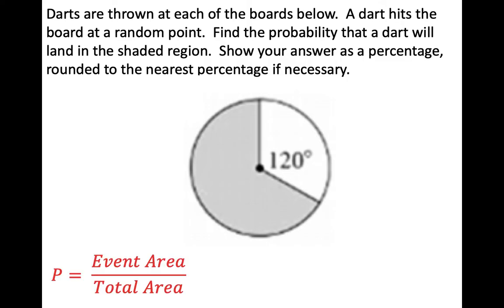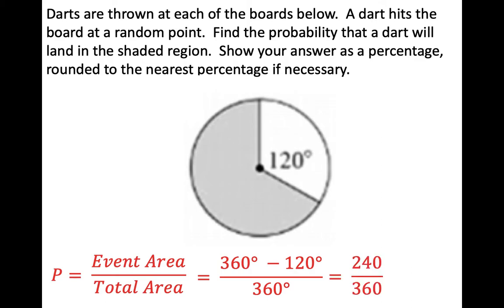Okay, well, we want the event area over the total area. Well, we don't know what the area is because we don't know what the radius is of this, but what we know is that the shaded area, or what we want, is 360 minus 120, or 240 of the 360 total degrees. So that would be equal to 2/3, or approximately 67%. If I wanted to, I could just pick a radius, call it 1, and do the whole thing out, and you'll see that it's going to equal 67%.